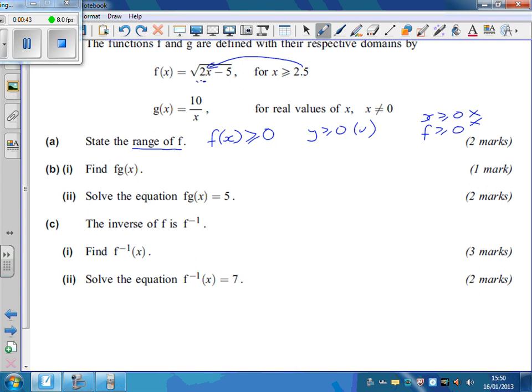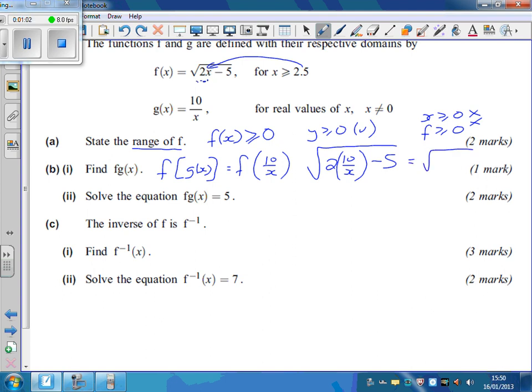f of g, make sure you get it around the right way. It is f of g of x, so you are fing 10 over x, sticking this 10 over x here, so we've got the square root of 2 lots of 10 over x, take away 5. That's the mark you need. We could simplify it to 20 over x, take away 5.